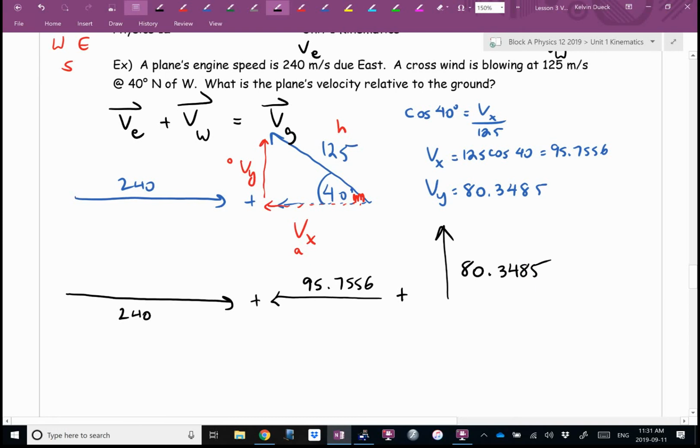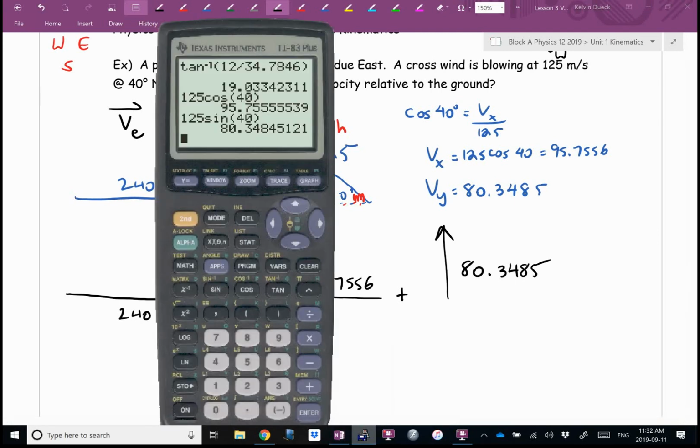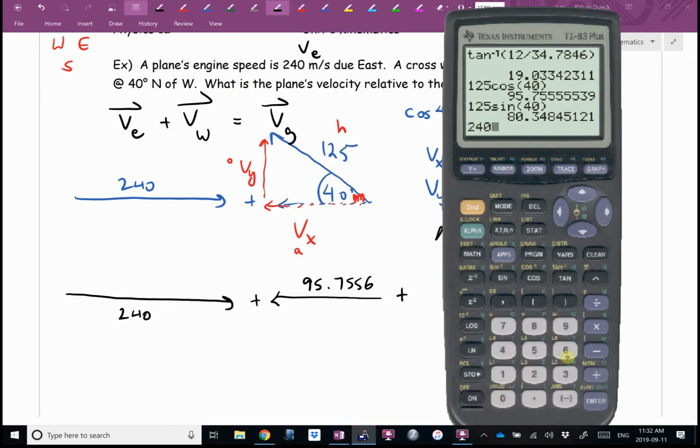How do I add 3 vectors together? I don't. I do them 2 at a time, but I try and do them 2 at a time cleverly. I think I want to add the horizontal ones first, except here, I'm going to go bigger minus smaller. I'll add them vectorially because they're pointing in opposite directions. So it's going to be 240 minus 95.7556. The 240 is the winning direction. The winning direction is still pointing to the east. I get 144.2444.